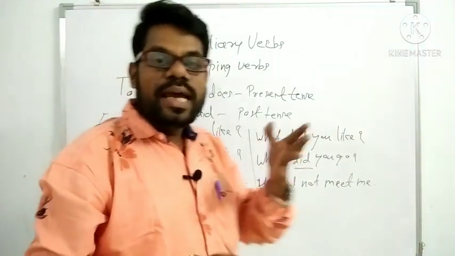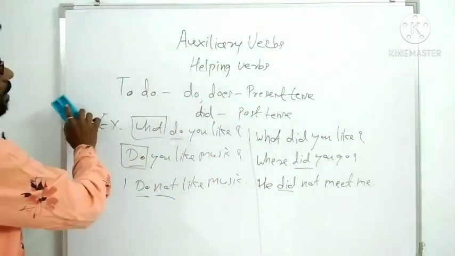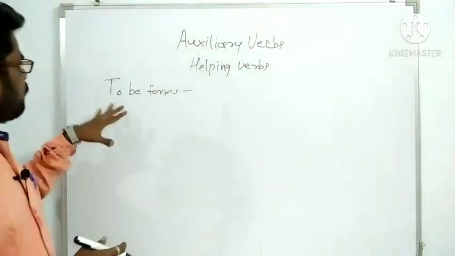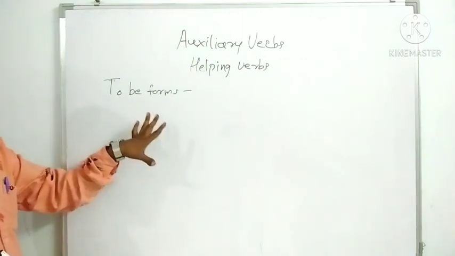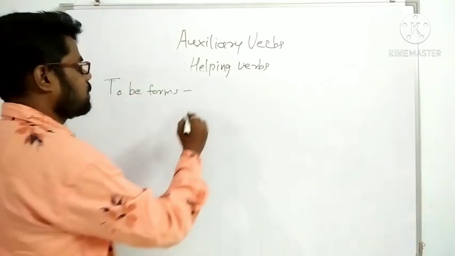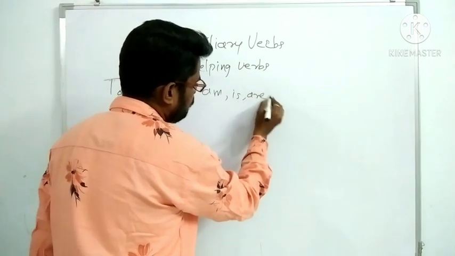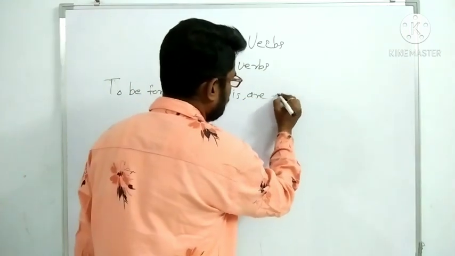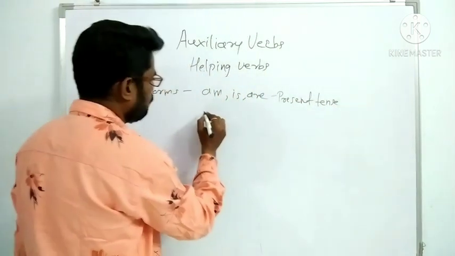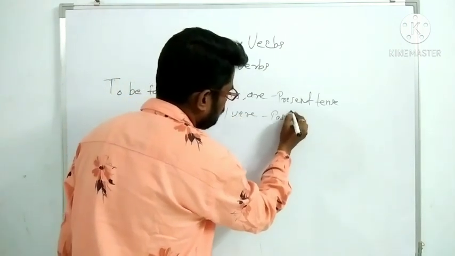Now next, helping verbs are to have forms. Okay, students. Now next helping verbs are the to be forms. After to do forms, we are going to learn about to be forms. See, am, is, are. They indicate present tense. Okay. Here was, were, was and were. They indicate past tense.